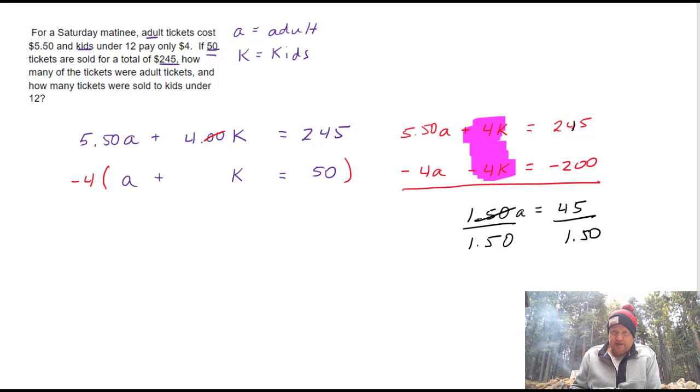You drag your calculators out if you want. I know that 15 goes into 45 3 times, so 1.5 goes into 45 30 times, that means I sold 30 adult tickets. If I sold 50 altogether, that means I have 20 kids tickets to solve my system. So I sold 30 adult tickets, 20 kids tickets.